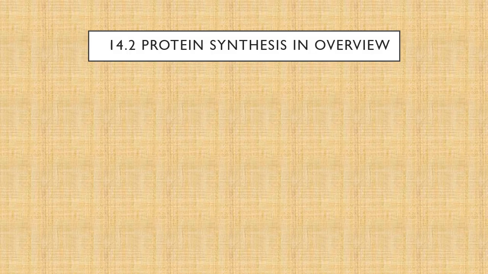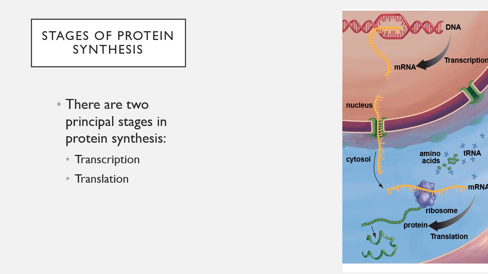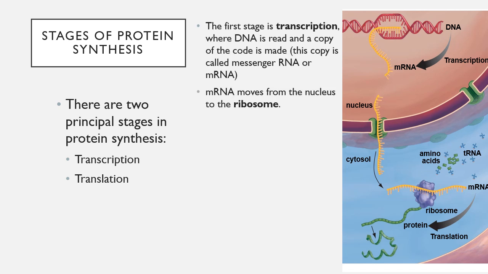Next, let's look at section 14.2, protein synthesis in an overview. So first, there are 2 stages of protein synthesis. The 2 stages are what we call transcription and translation. So first off is transcription. This is where the DNA code gets read. A copy of that DNA code gets made. This is something called mRNA or messenger RNA, and the messenger RNA leaves the nucleus.